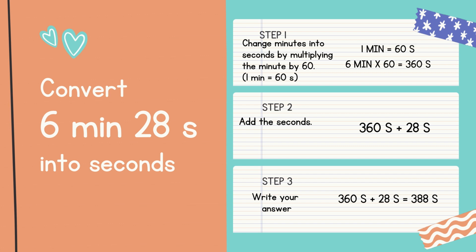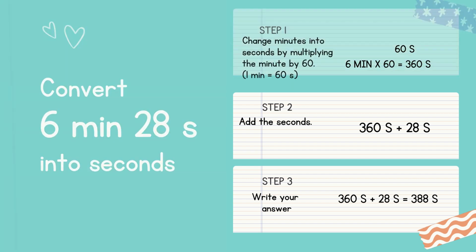Very good. Okay, and then step number 2, we're going to add the seconds. So we have 360 seconds plus, look back at your question, how many seconds do we have? Yep, 28 seconds. So 360 seconds plus 28 seconds. Okay, and lastly, you add it up, and it will give you the answer, 388 seconds. It's quite easy, isn't it?